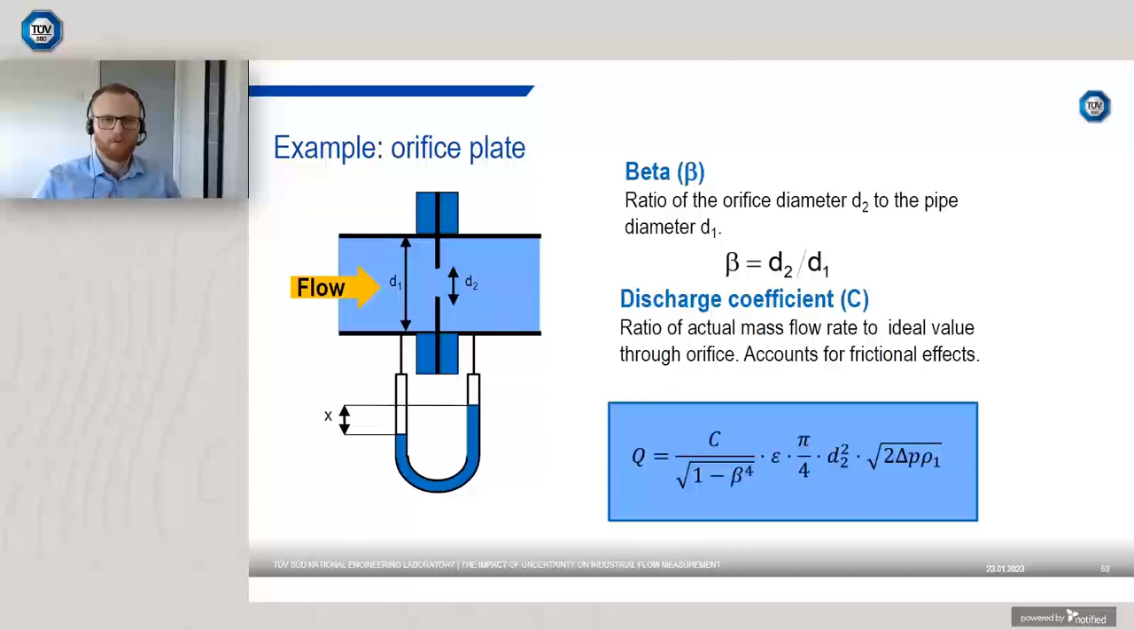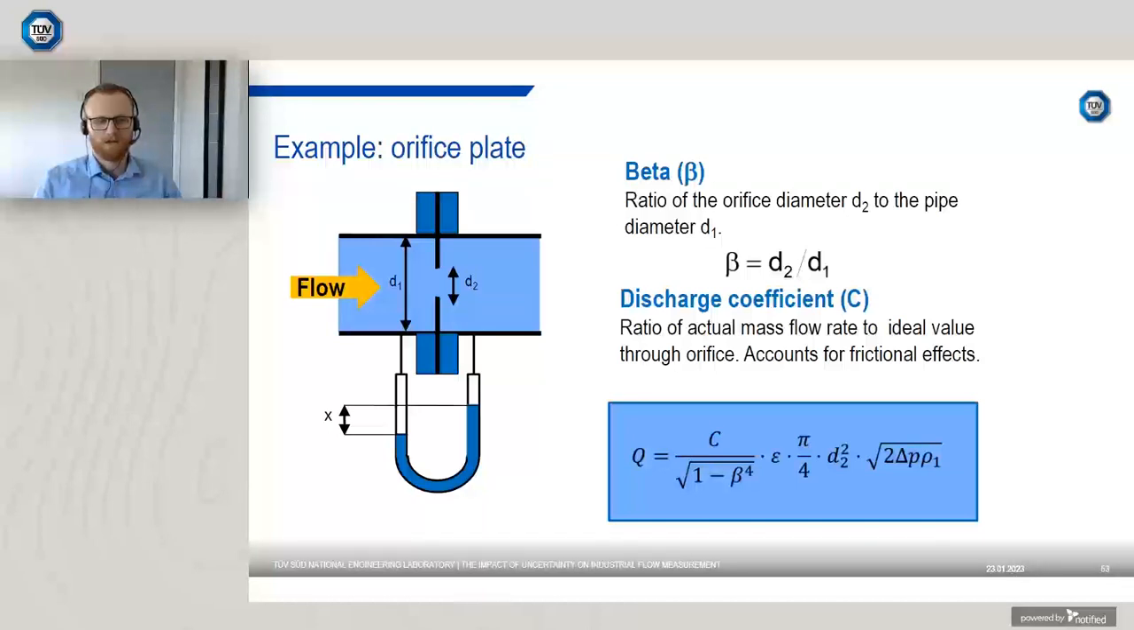So the first example is looking at an orifice plate. I presume most of you will know what an orifice plate is, but for those who don't, it's essentially a differential pressure flow device, and you can determine the mass flow rate through the orifice plate with the equation at the bottom there.